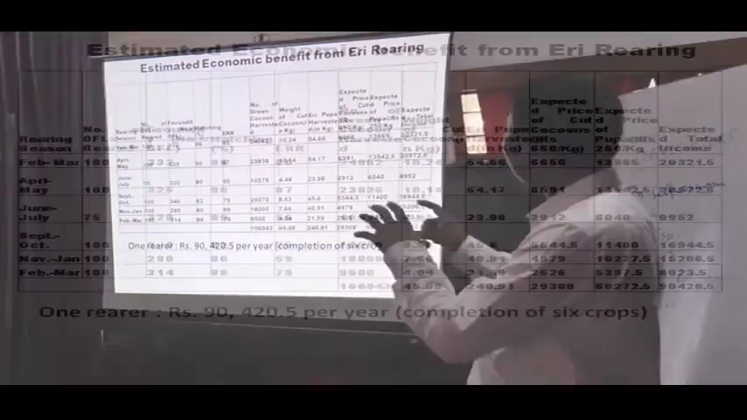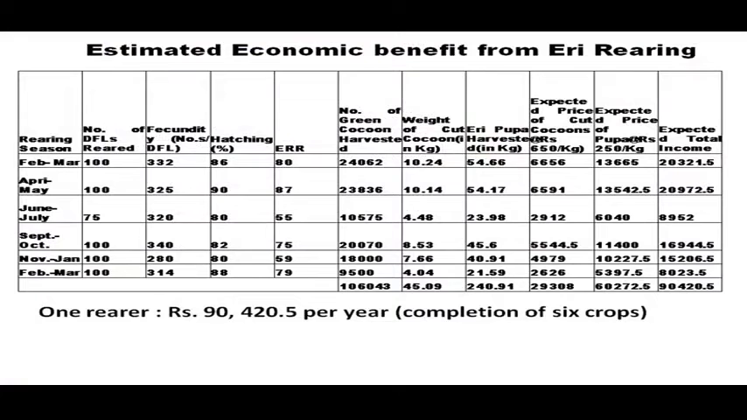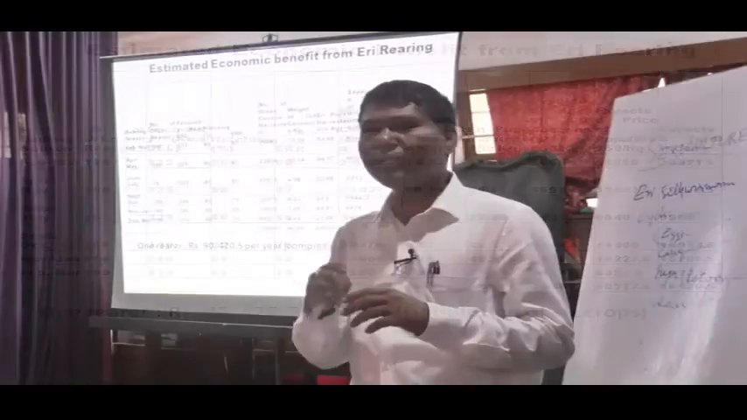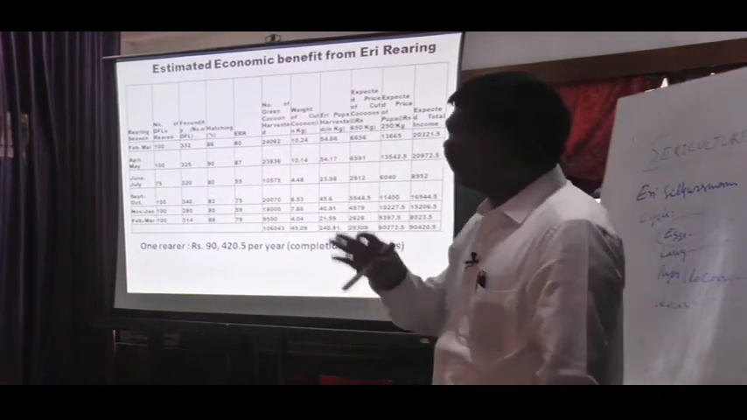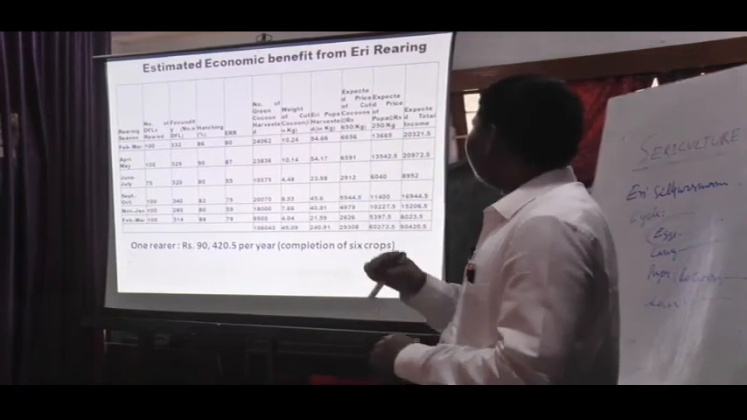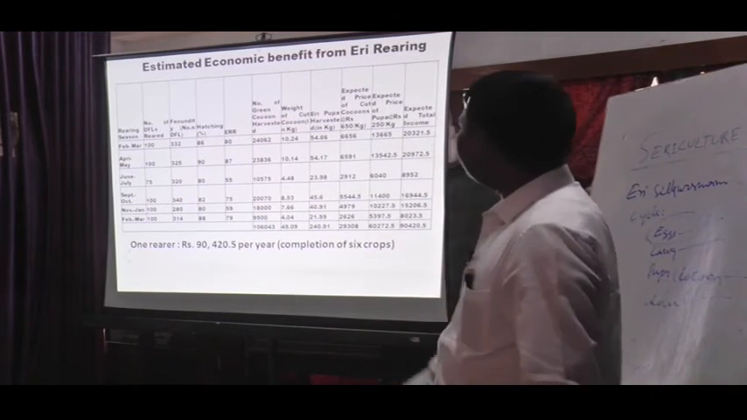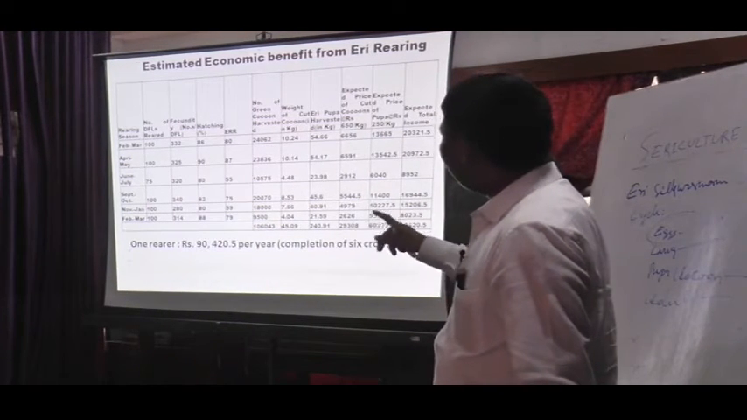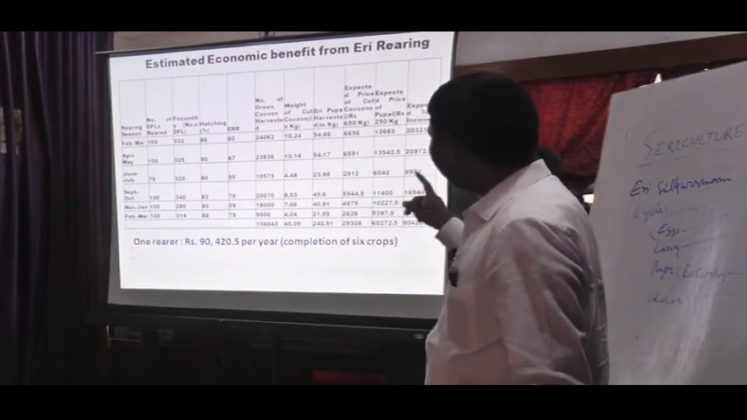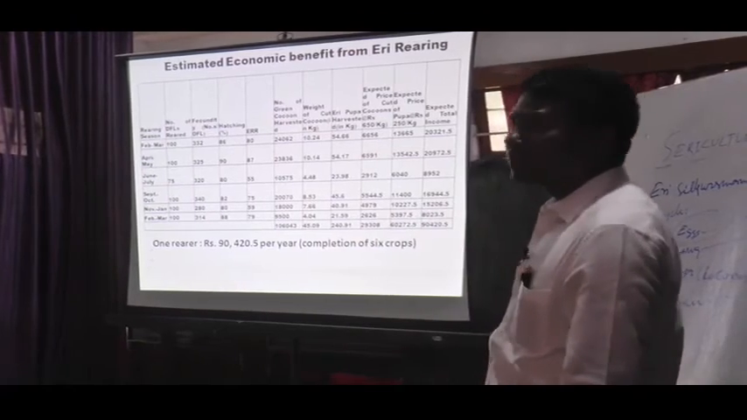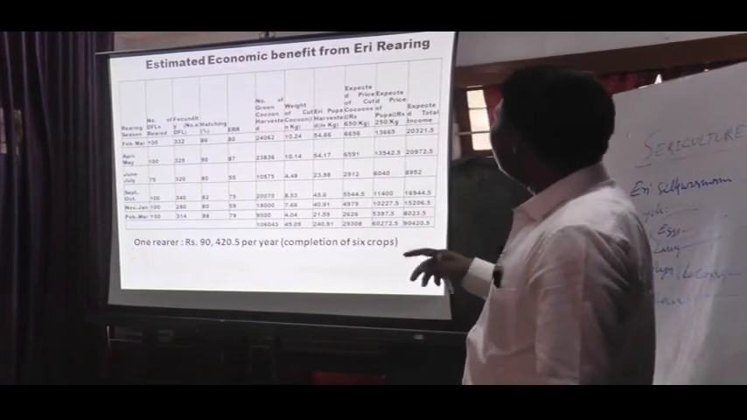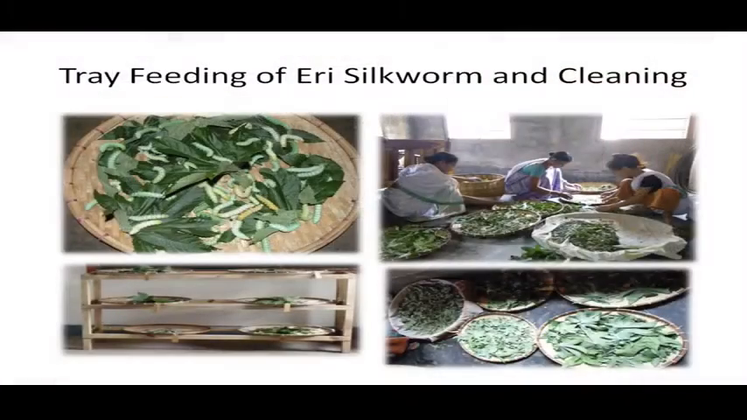Now I have estimated the economic benefit from eri rearing. As I have already mentioned, these are multivoltine, so throughout the year 5 to 6 crops can easily be reared in the case of eri also. If we see the scenario of one rearer, through 6 crops they are able to earn 90,420.5 rupees per year from the rearing or culture of eri silkworm.